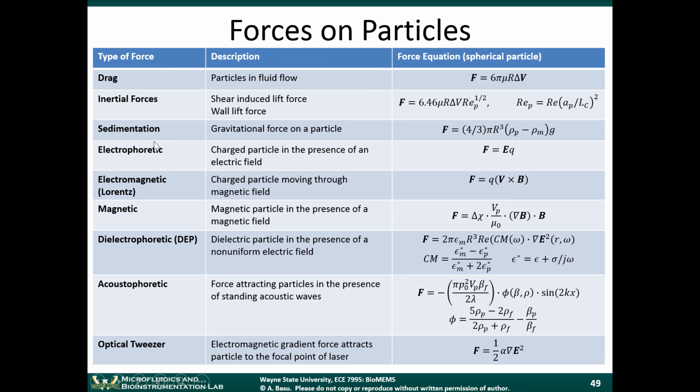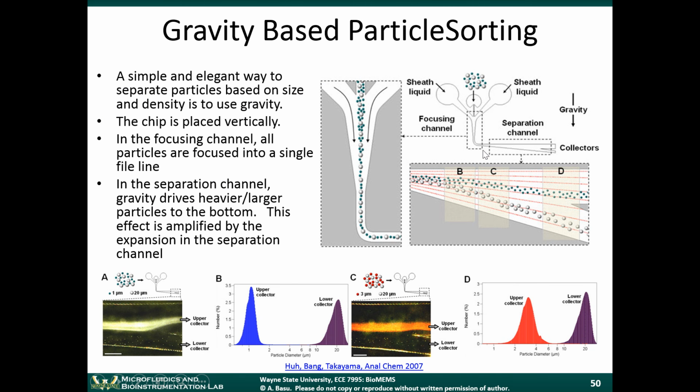Gravity, if we look at this section of the diagram, sedimentation. The gravitational force scales as radius cubed. So the larger the particles are, the more gravitational force they'll have. Since it's radius cubed, you can think about separating particles based on their size, because radius cubed means a small change in radius will result in a large change in the sedimentation force.